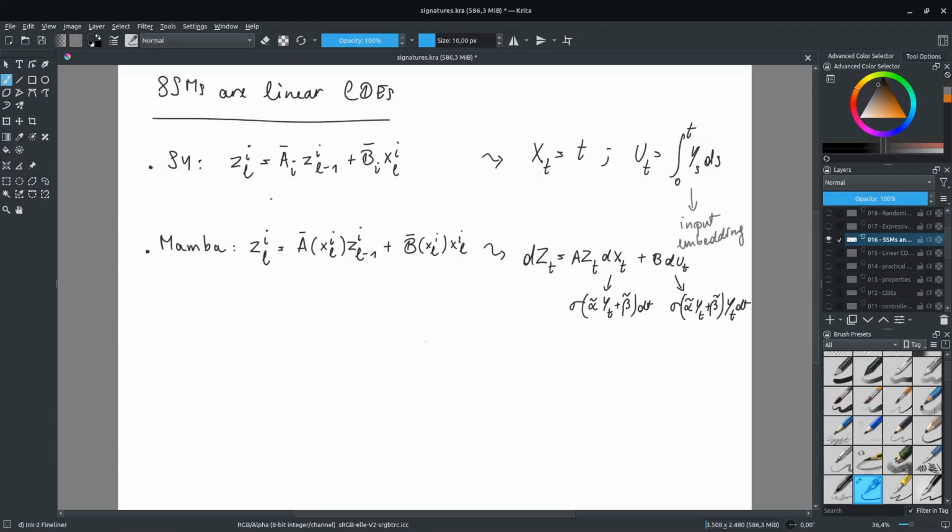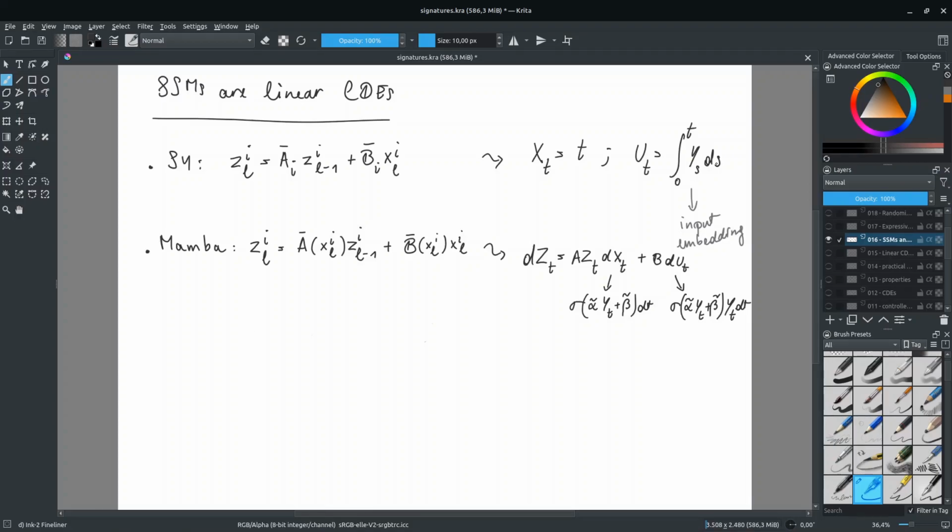We can turn that into the following equation if we take x of t being t, so that dx of t is simply 1, which is why we don't have any x on the left here, and u of t is simply the integral of my input embedding here. I've put it to y of s, doesn't really matter. We can do the same for Mamba.